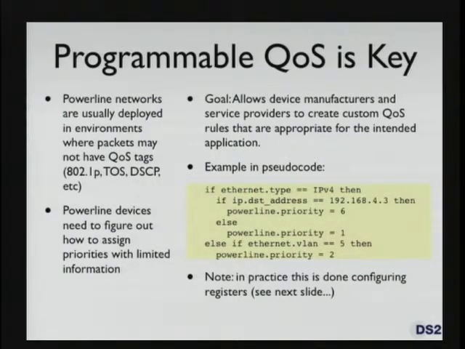So in practice, what you can do with our system is write rules like this. You can make the chip look at each one of the packets before transmitting the data and say, okay, if the Ethernet type tells me that it's an IPv4 packet, then if the destination IP address is this one, then the priority in the Powerline interface should be 6. Otherwise, it should be 1. And if this first rule didn't match, then look at the Ethernet VLAN tag. And if the VLAN tag is 5, then the Powerline priority is number 2. So this is the kind of rules that our customers wanted to build, so we provide that functionality in the chip. In practice, you don't use this pseudocode. You actually have to program registers to do that.